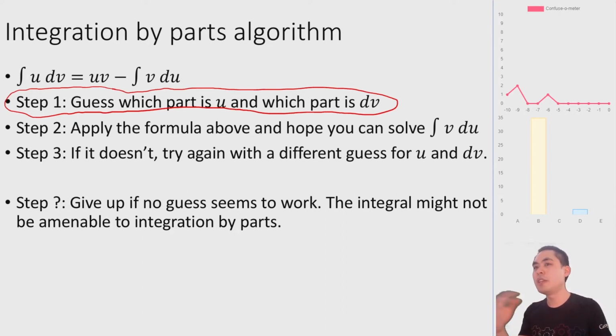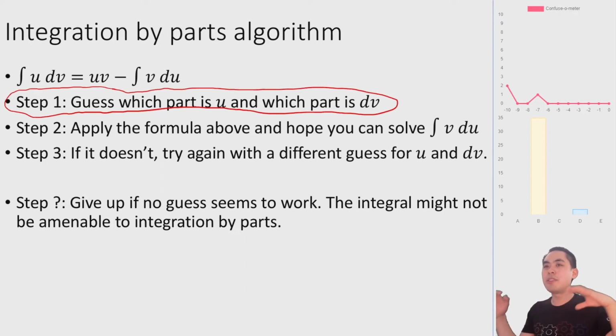And the idea is that the integral of v du should be simpler than the integral of u dv. So what does that sort of imply? That means that you want the dv to be something that's easy to integrate and the u to be something that's easy to take a derivative of.